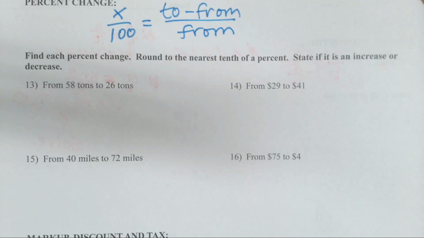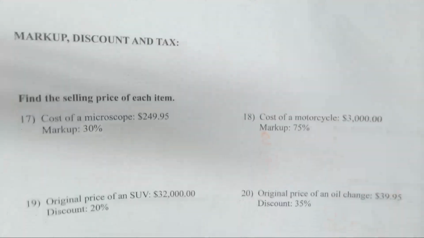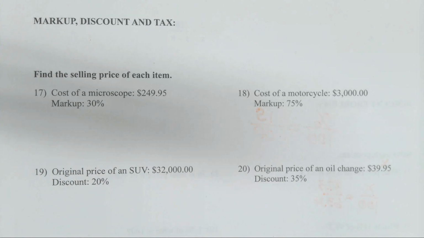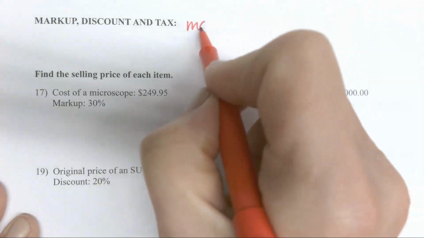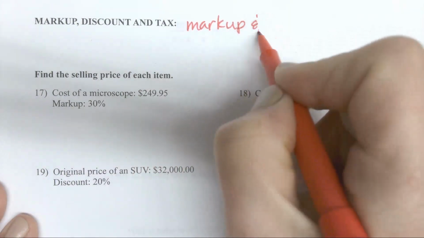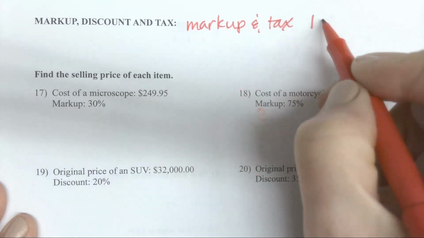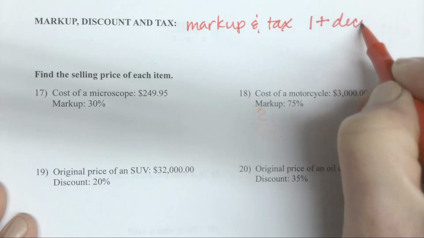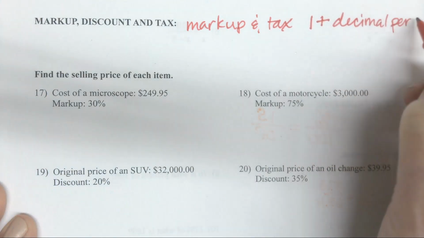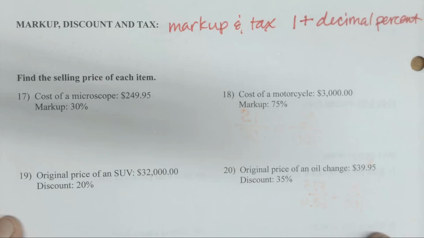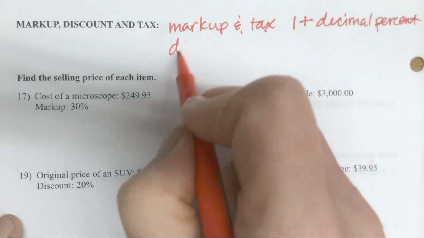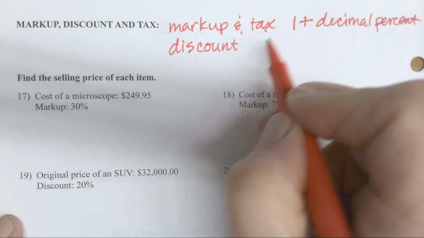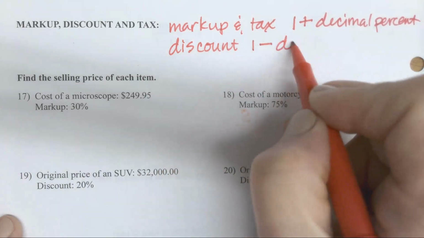Markup and discount are where things change. So markup and discount is the next section. Please jot these down so you have these formulas for when you take your test tomorrow. You'll be able to use your review on your test. So remember, markup and tax are 1 plus the decimal percent. And then discount is 1 minus the decimal percent.